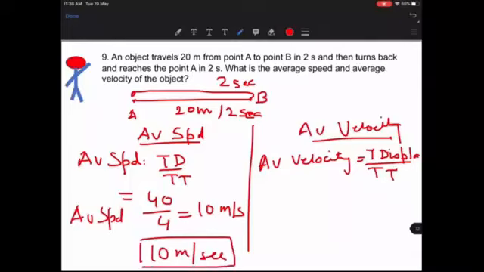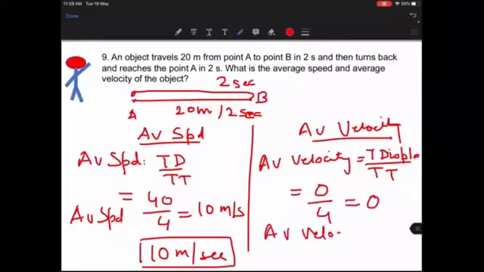Now let us look at the average velocity. Average velocity is total displacement. Okay. Yes, displacement is going to be 0. So if the displacement is going to be 0, then the average velocity, whatever the time may be, 4, it is going to be 0.